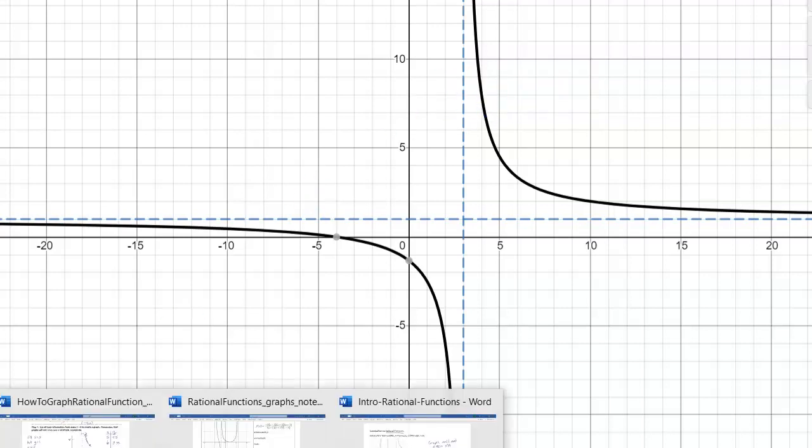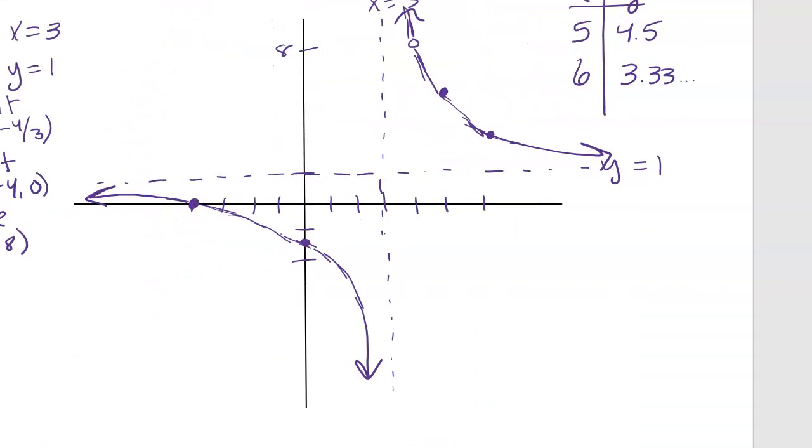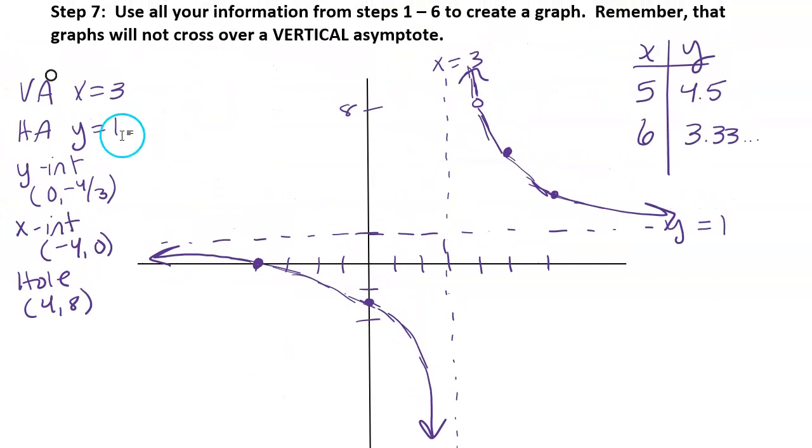Basically, what you're always doing is following these steps, steps 1 through 7 that we discussed. Once you find all of this information, you will see that you have enough to get you started, and then you find more points as necessary.